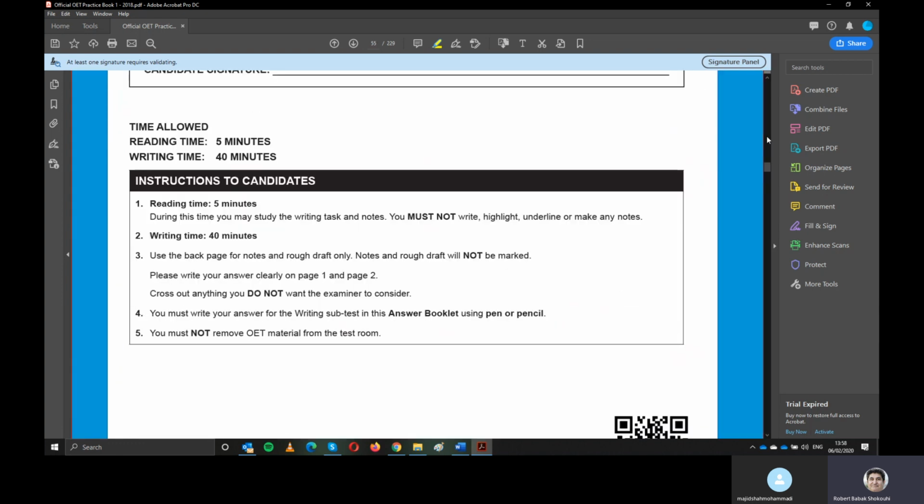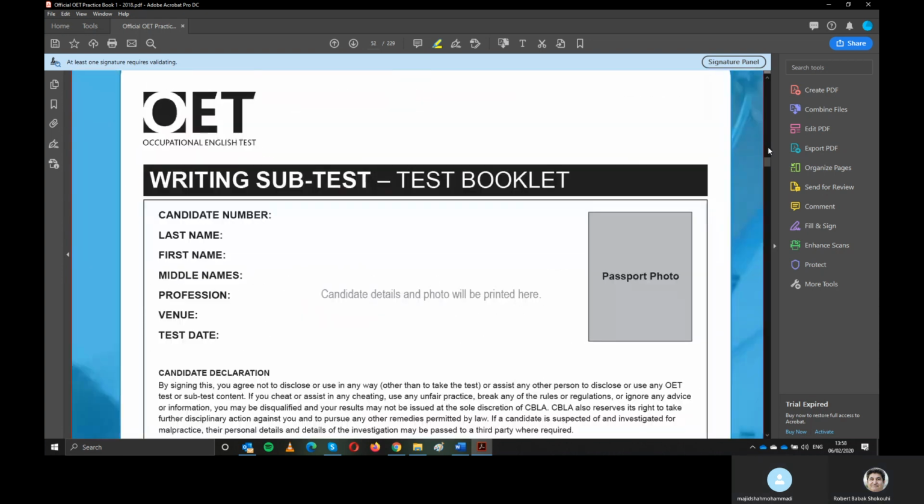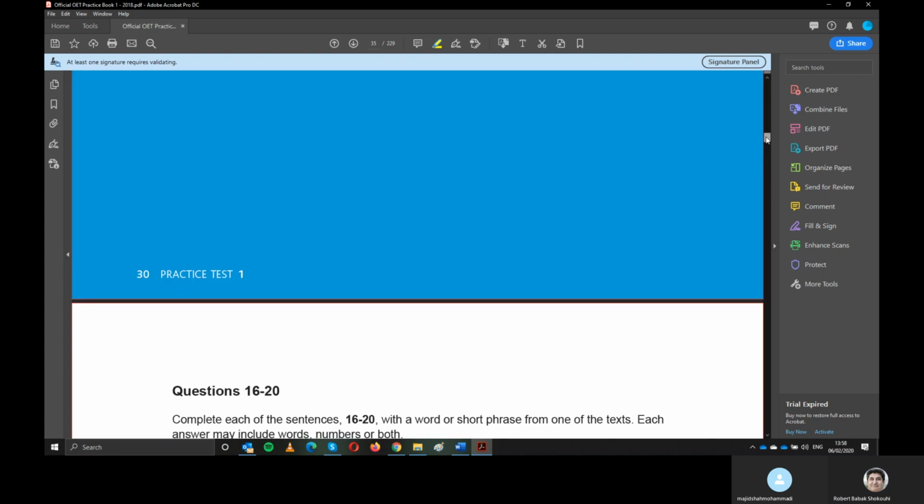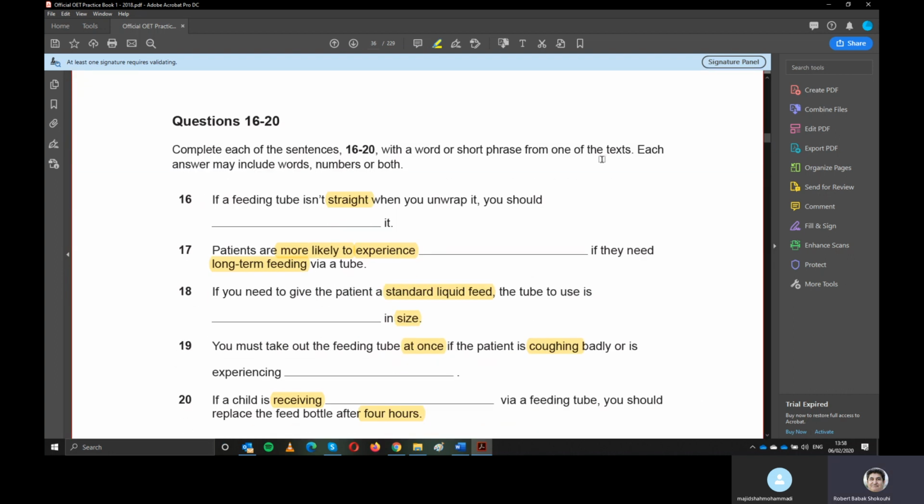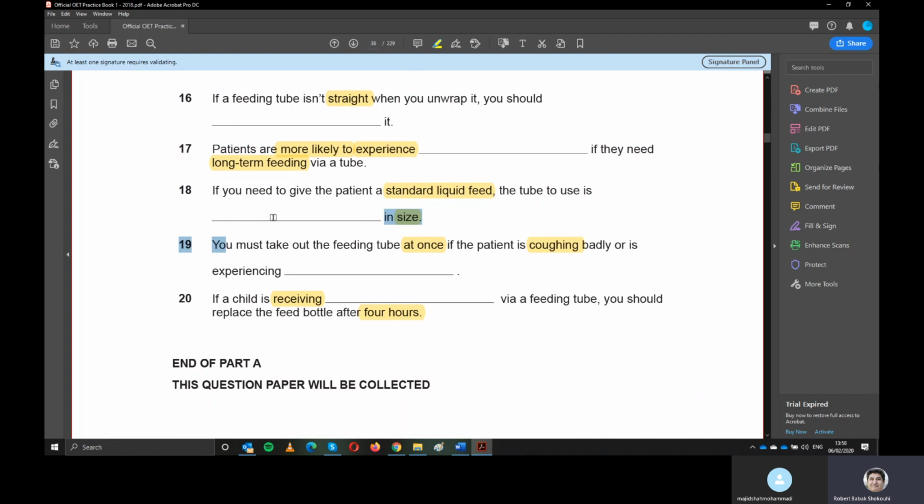That's basically what we did when we were looking at this. We knew that this is a size, okay, here. And experience something they need to experience in long-term feeding. If it's not a straight, what should we do with it? We need a verb here. Coughing badly or experiencing something. So this is experiencing, it should be a noun. So we chose breathlessness.